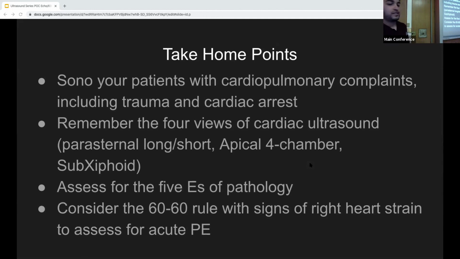So I know that was a lot. My take-home points here is just to ultrasound all your cardiopulmonary complaints. Even if they're coming with dyspnea, with a history of COPD or a history of CHF, still ultrasound them because you never know what you're going to find. And throw your trauma and cardiac arrest patients in there. Just remember your 4 views, why they're important. Remember the anatomy of your 4 views. Always assess for the 5 E's of pathology in each of those views, and then consider using the 60-60 rule when you see signs of right heart strain to assess for an acute PE.